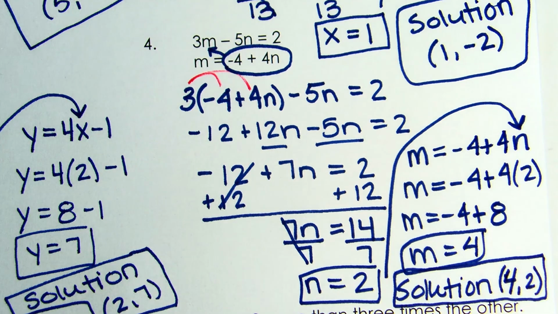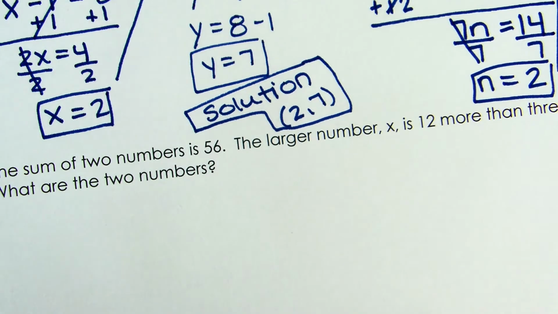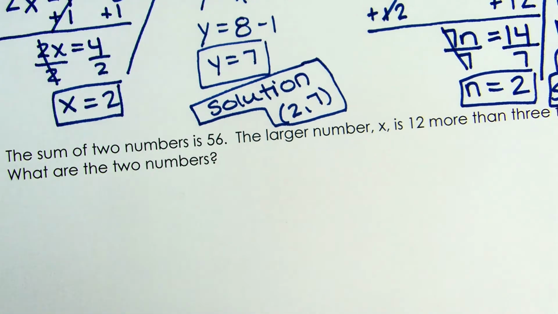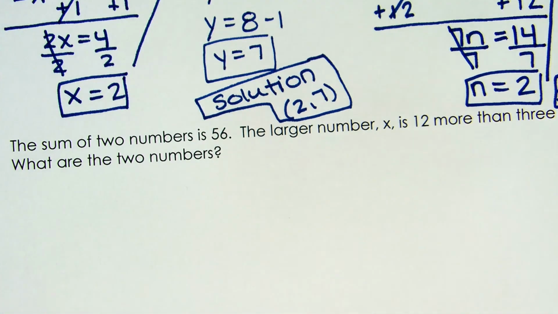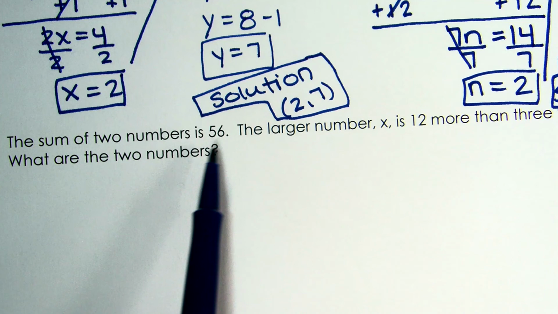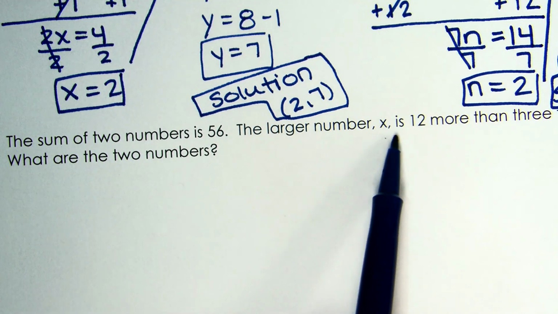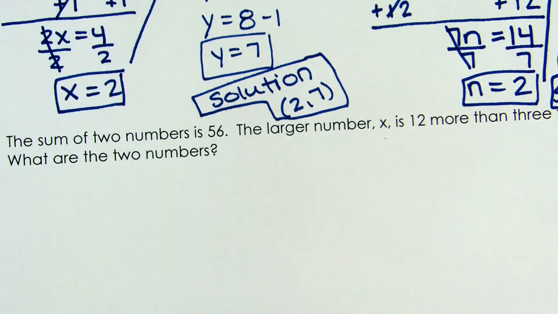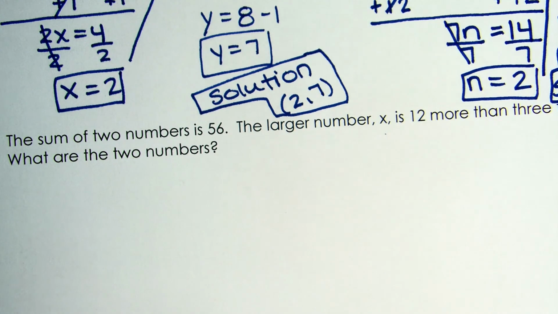Last but not least, we have a challenge question here. My challenge question is a word problem, and therefore I need to write my system of equations and then solve it using substitution. So I have the sum of two numbers is 56. The larger number, x, is 12 more than 3 times the other. What are the two numbers? Now, remember that whatever it asks you is what you're looking for. So it's asking me what are the two numbers.